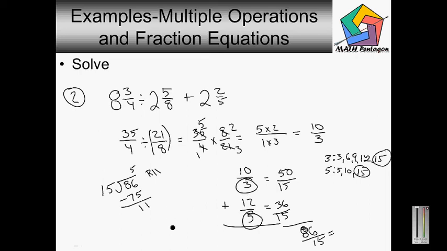So our denominator would be 15. 5 would be our whole number, and our numerator is going to be the remainder, so it's going to be 11. So this would be the answer in mixed number form. So this is the final answer to this. 5 and 11 over 15. This is the final answer.